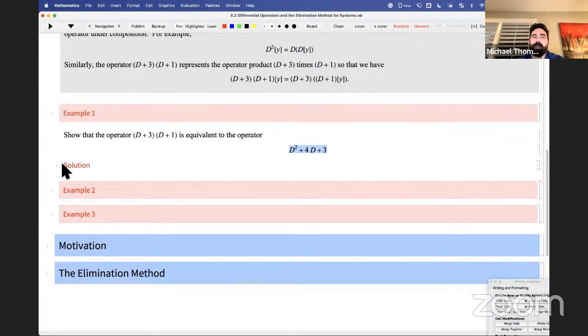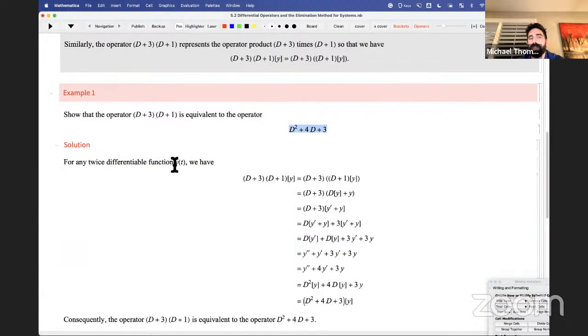All right, so let's show it. To show it's equivalent, we have to show that it does the same thing to any function we give it. So let me give it some general function y, and let's apply this operator to y, and let's make sure that it's equivalent to this operator evaluated at y. Okay, so let's start on the left.